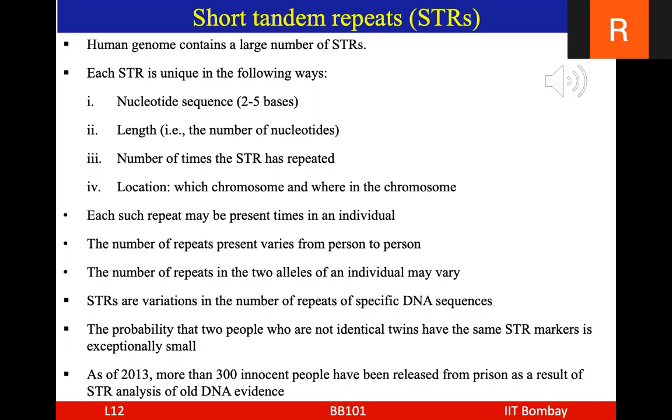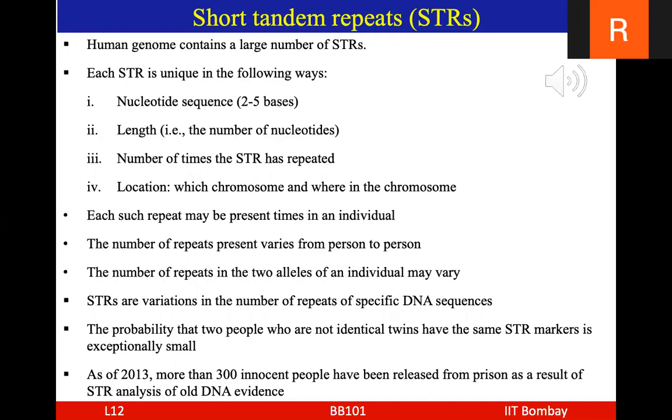Each short tandem repeat is unique in multiple ways. One, nucleotide sequence: these STRs can be somewhere between 2 to 5 bases. Length, how many nucleotides are there. The number of times the STR is repeated, like in the previous slide I showed you 9 repeats; somewhere it can be different. And the location where each STR is present: which chromosome and where exactly in the chromosome.